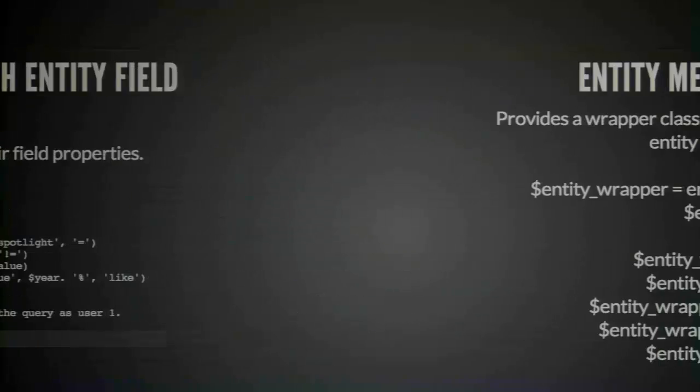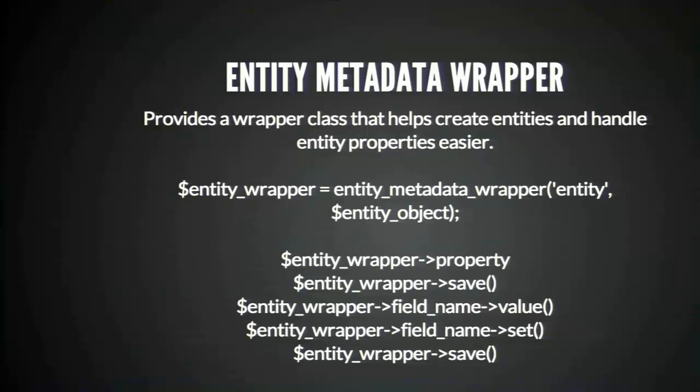All right, so what I was just talking about, the entity metadata wrapper. It is a wrapper class that helps create entities and handle entity properties easier. The way it works is pretty simple. You say, I want an entity wrapper, and you tell it what entity type, and then you send it the entity object. And so it returns a class for you to be able to do whatever you want. Here are some examples of what you can do with it. If you want a property, not a field, say a title or the author, you can just say entity wrapper and my property.